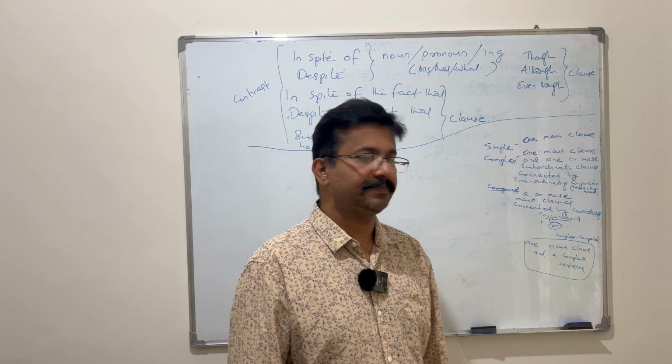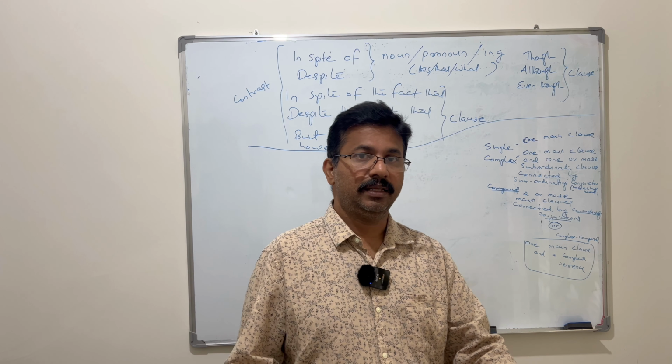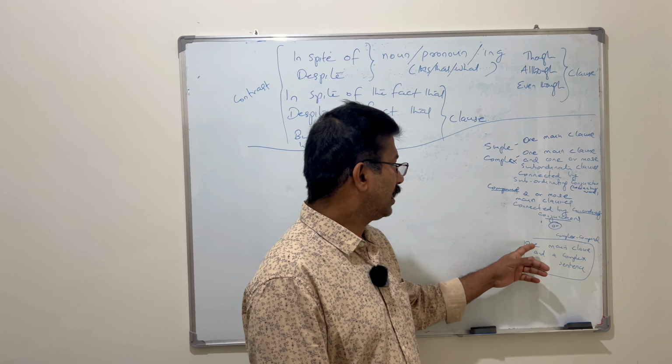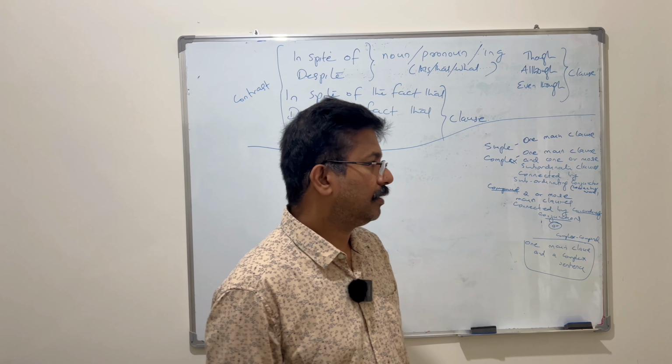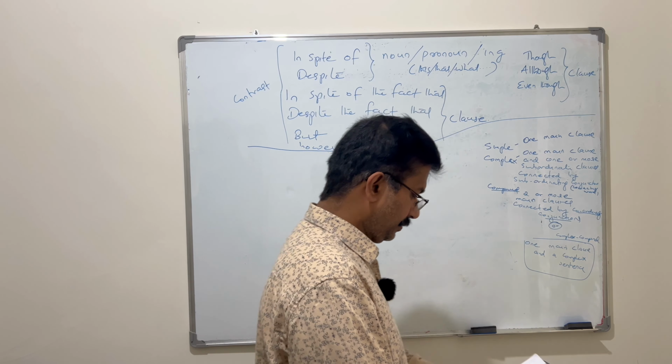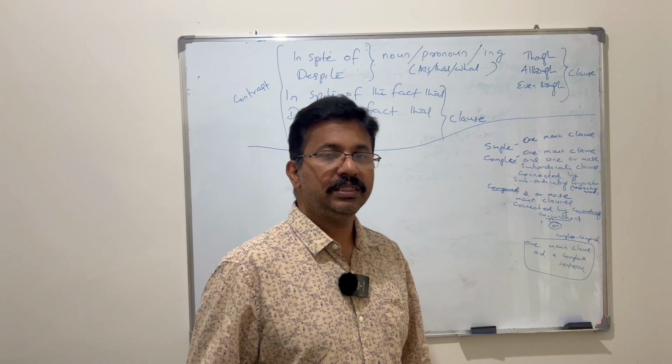All right. And the second definition of a compound sentence is, it can have one main clause and a complex sentence together in one sentence. That means one main clause is already there and the second main clause is in the complex sentence. So when there are at least two main clauses, that is a compound sentence. All right, now I'm going to write example sentences.